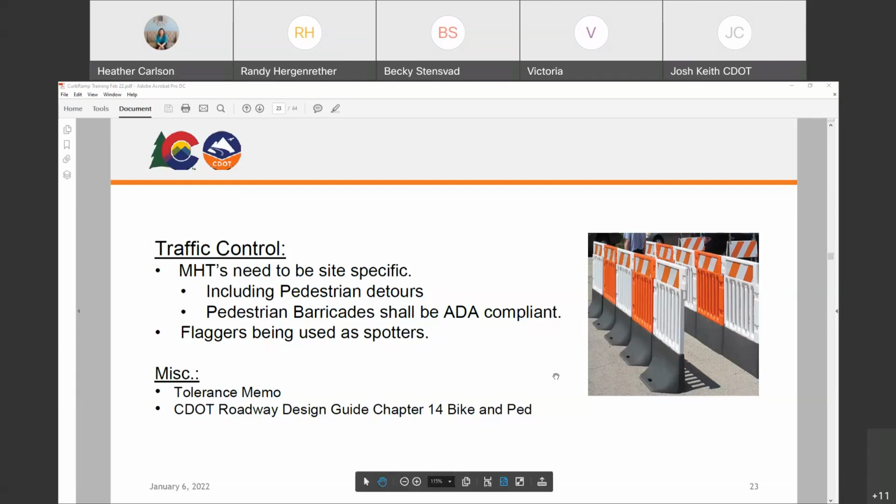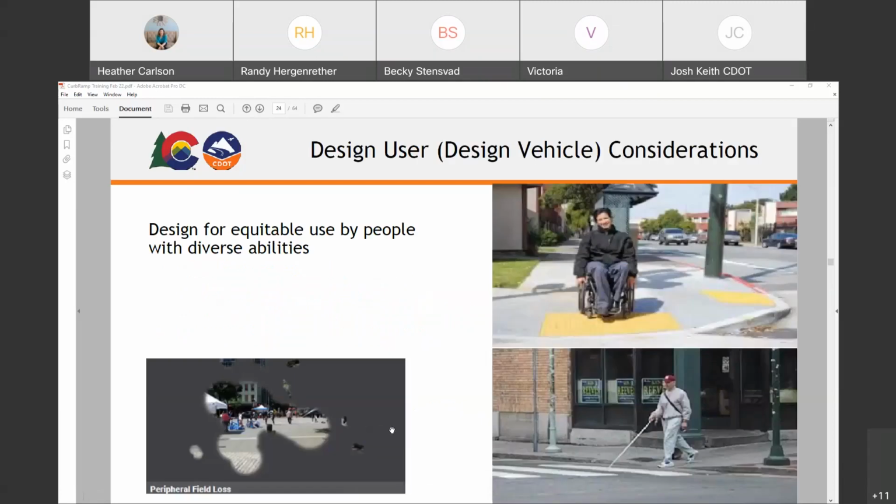So we do have a tolerance memo attached to curb ramp construction. And then we have a couple of chapters in our design guide, like chapter 14 for bike and ped. I think chapter 12 is pedestrian accessibility, if I remember correctly.